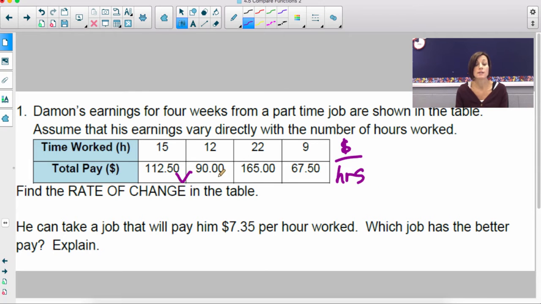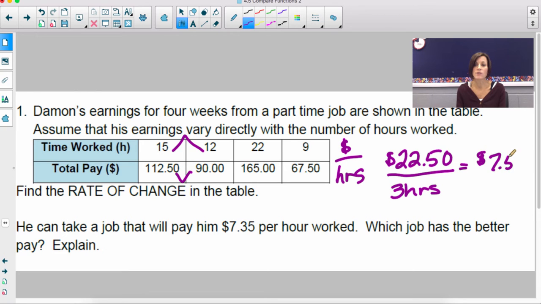So $112.50 minus $90 is going to give us $22.50. 15 minus 12 is 3 hours. And that reduces to a unit rate of $7.50 per 1 hour. I assume that you could find that on a calculator if you had it out too, just trust me. So that's Damon. Job B will pay him $7.35 per hour.